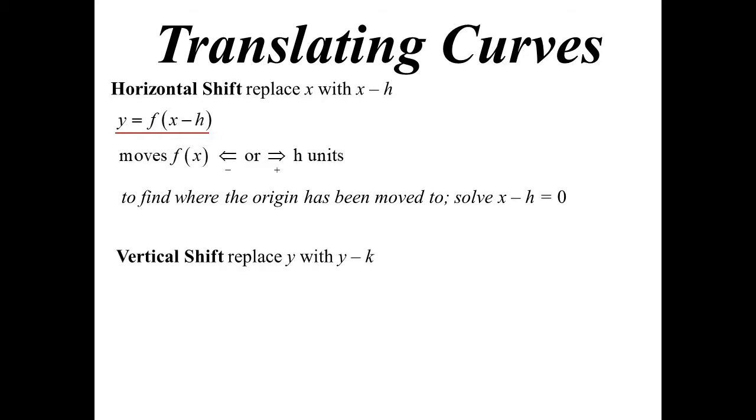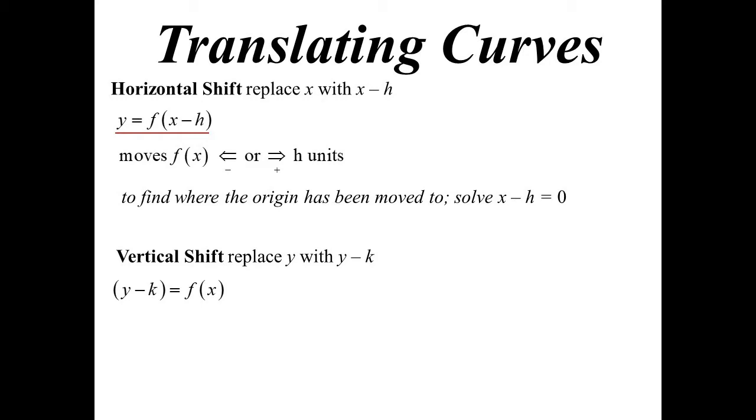Vertically, that's to do with the y values, it's the range that's going to be affected. Same idea, we replace y with y minus k. I think it's better to think of it that way. So to do horizontal, we replace x with x minus the shift. To do y, we do y minus the shift.